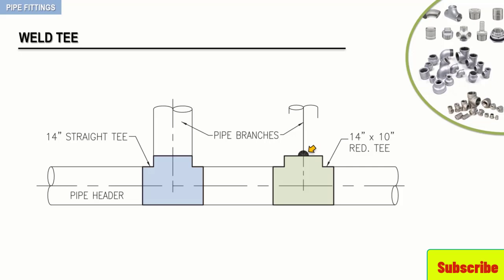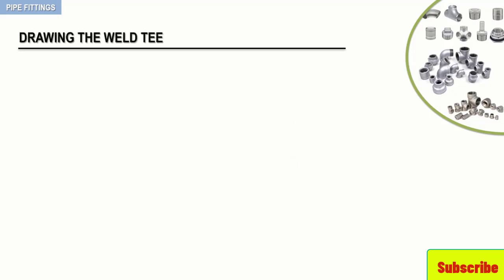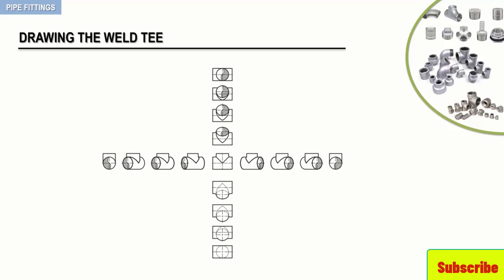Okay, let's now shift our attention to the drawing symbols for the weld tee. Actually, the drawing symbols used to represent the tee are developed from the rotations of the tee into the various orthographic views as seen here. This figure depicts the rotations of the tee into the profile and horizontal projection planes.